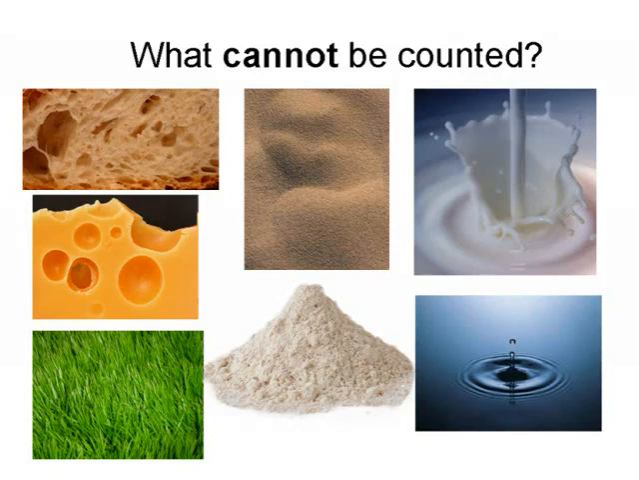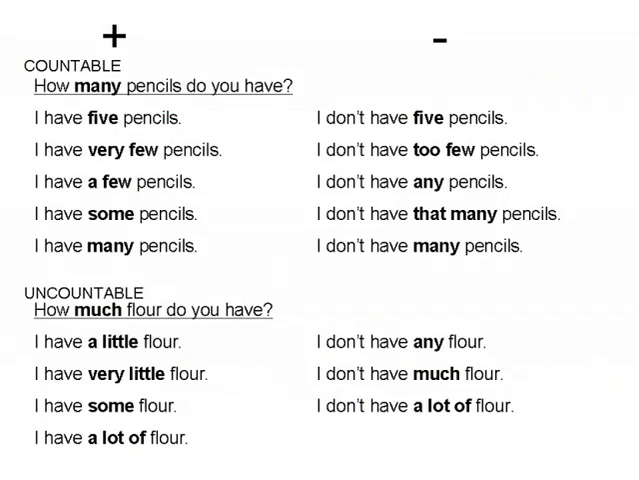What cannot be counted? Substances and materials, for example, cannot be counted. Sand, milk, water, bread, cheese, grass, and flour all cannot be counted, at least like this when they have no specific form to count. Let's look at some sample positive and negative questions and statements for countable and uncountable nouns.